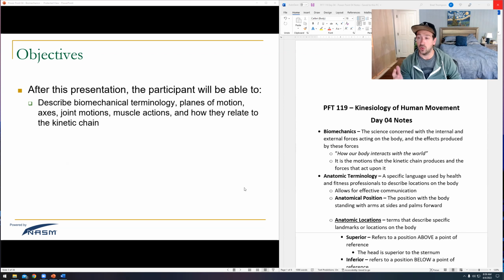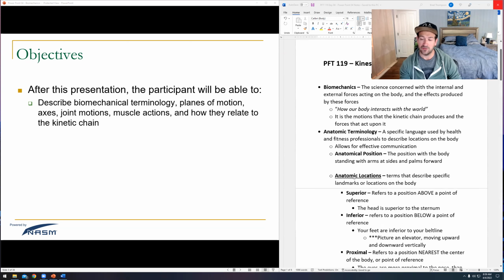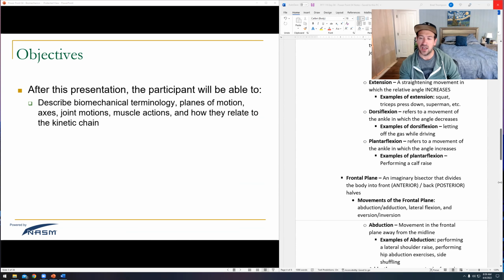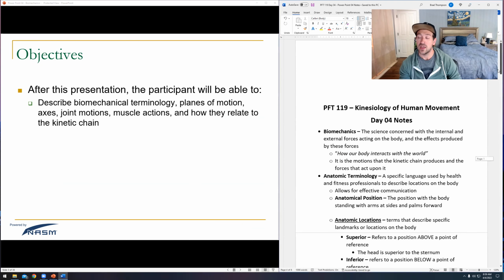So we're going to get some really cool terms today, where we're looking at the difference between flexion, extension, adduction, abduction, things like that. I am only going to go through the basics today. We'll get into the really complicated ones later.